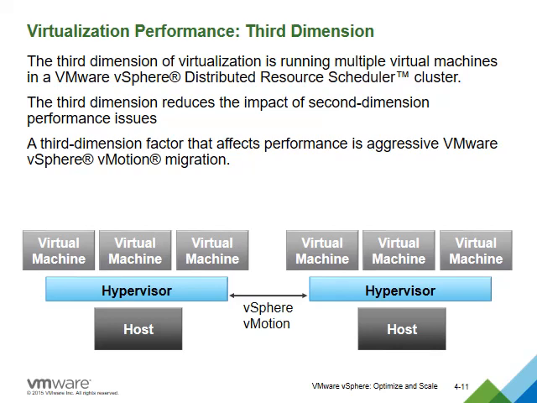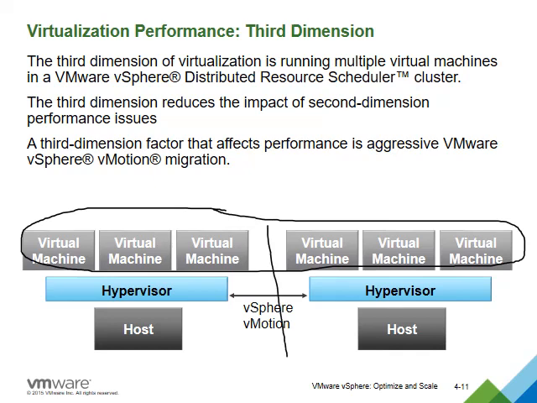As you see right here, we have your virtual machines on two separate instances, kind of split down the middle. You've got your hypervisor running in between here, where we're going to use vSphere vMotion, and right here are your hosts going across.